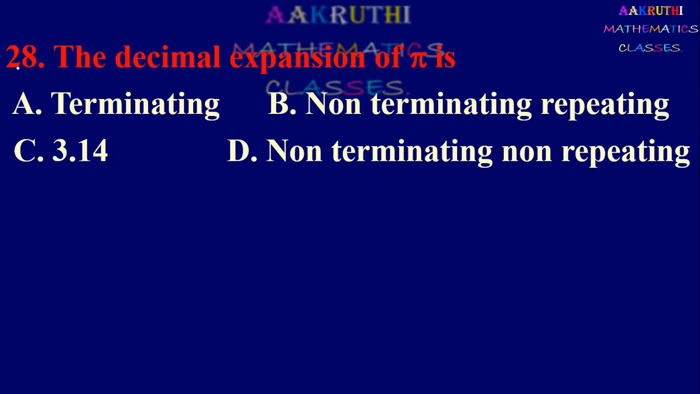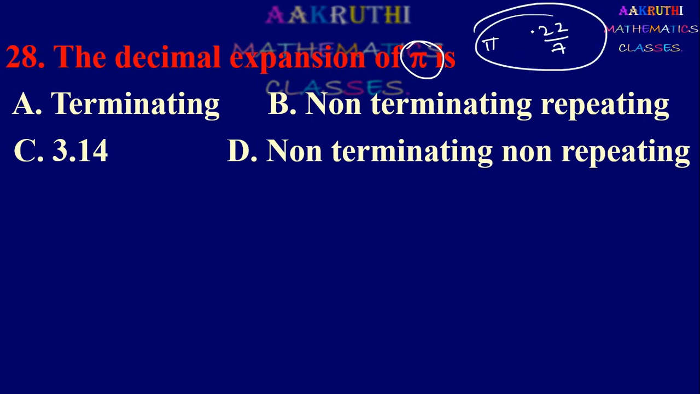So next question number 28. The decimal expansion of pi is whether it is terminating, non-terminating and repeating, or 3.14, or it is non-terminating and non-repeating. So here important, pi is not 3.14, pi is approximately equal to 3.14. And here one more important, pi is also not equal to 22 by 7. Pi is approximately equal to 22 by 7.